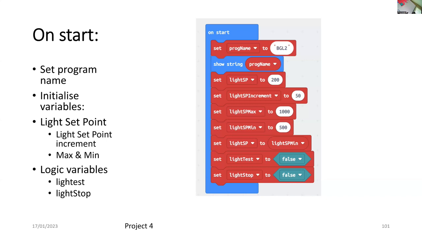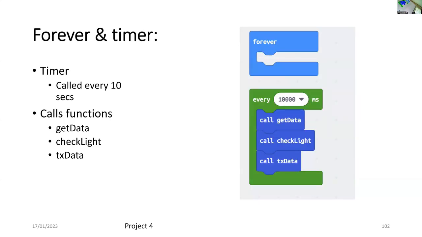And we've got a couple of flags there. One is for the light testing and the other one's for light stopping. We're not using the forever. As an alternative, we're using an interrupt every 1 second. And when that happens, we then call 3 functions.